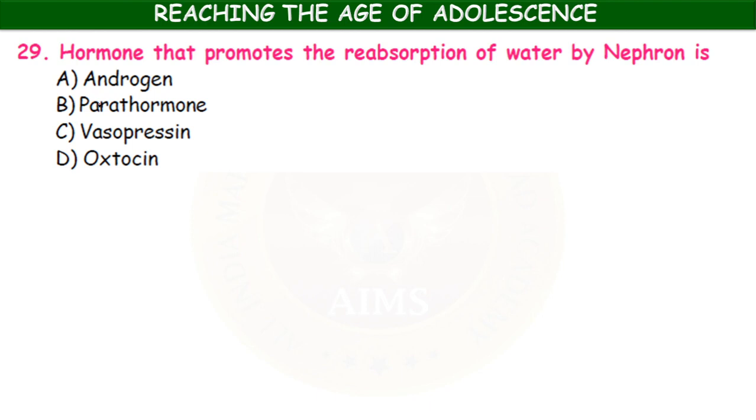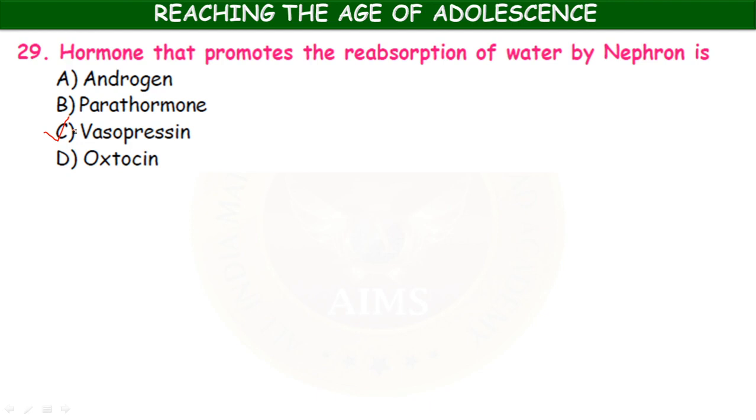The hormone that promotes the reabsorption of water by the nephron is androgens, parathormone, vasopressin, oxytocin? It is vasopressin, the antidiuretic hormone, which helps in the reabsorption of water by the nephron. Okay.